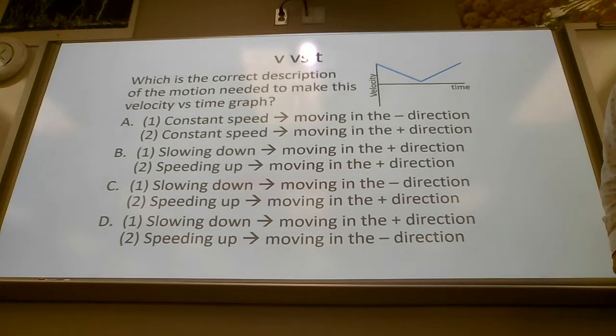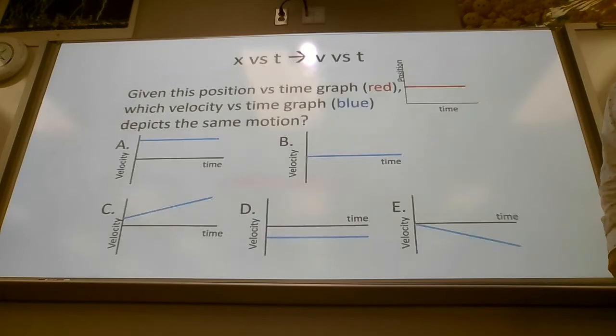Ready to kick it up a notch? Given a position versus time graph, come up with a velocity versus time graph. Keep it in your brain.